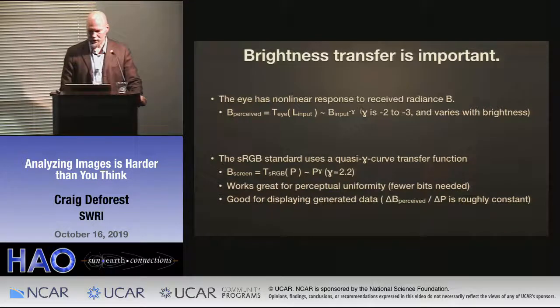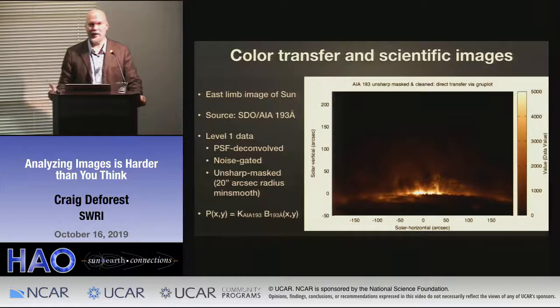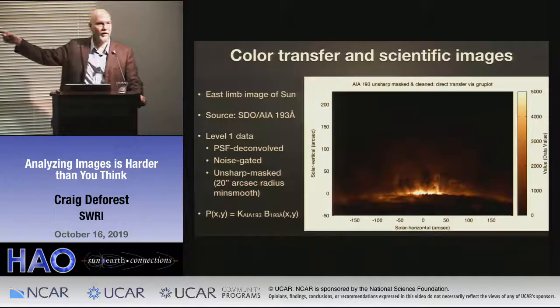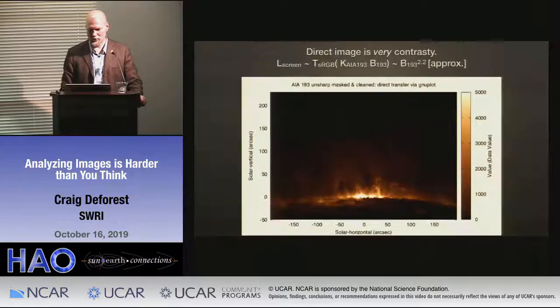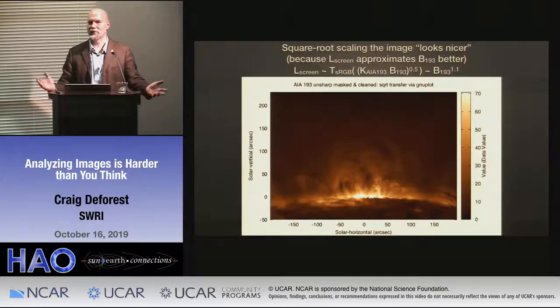So if you're taking data from AIA and displaying it straight to the screen, you see something like that. And you think, wow, there's a lot of contrast in the sun. BS. What's going on is there's a lot of contrast in your screen, right? What's the first thing we all do? We take the square root of the data. So here's the direct image, here's the square-rooted image. You take the square root, the image is clearer, you can see more.